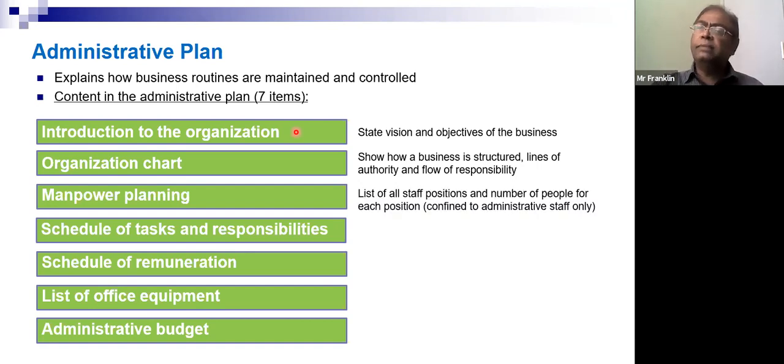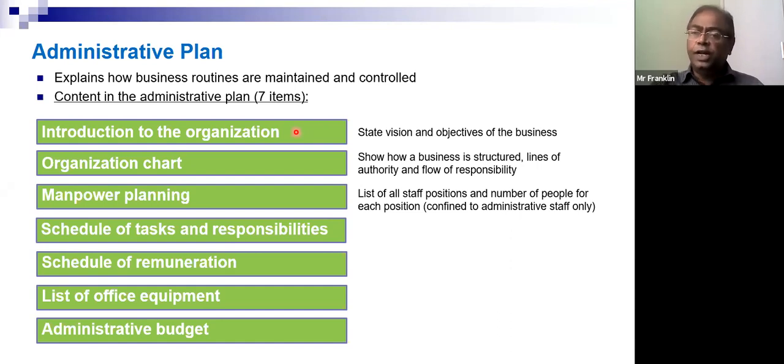Do that. Second is manpower. List all the staff positions and the number of people for each position. For example, accounting: how many people am I going to have? Operations: how many people? Marketing: how many people? So you have a plan for it. And only for administrative staff, not for those in operation, like running the machines. Those staff are wage earners. We talk about administrative staff.